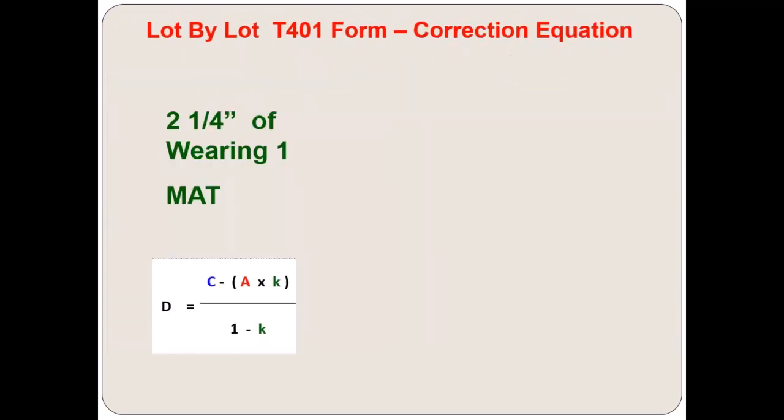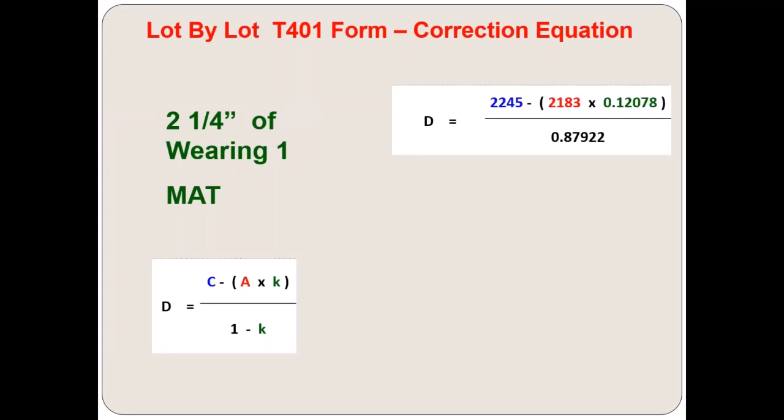And we'll do our calculations. This will be for the mat. We had 2245. Our existing density on the existing roadway was 2183. For 2 1/4 inches, our K value is 0.12078. 1 minus our K value is 0.87922.